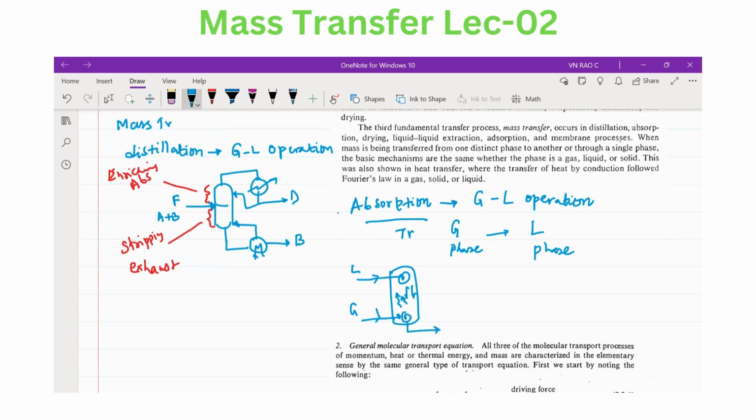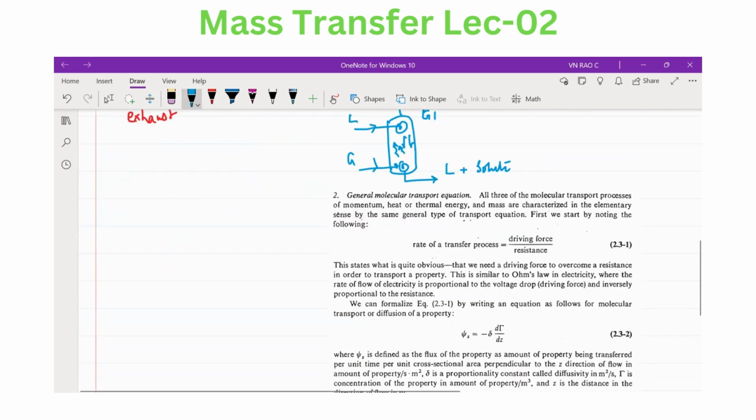And the liquid comes out along with the solute component from the gas. And the gas free of the solute, from which our solute component is absorbed in the liquid, is leaving as the exit gas stream. So up to this place, it is clear to all of you.